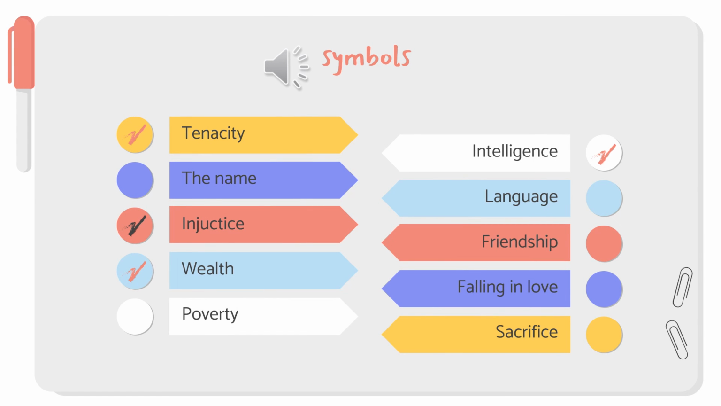Symbols. In the film Laskar Pelangi, there are several symbols, namely the symbol of tenacity, the symbol of the name, the symbol of injustice, the symbol of wealth, the symbol of poverty, the symbol of intelligence, the symbol of language, the symbol of friendship, a symbol of falling in love, and a symbol of sacrifice.